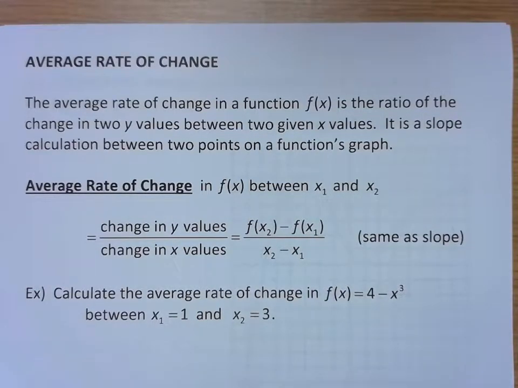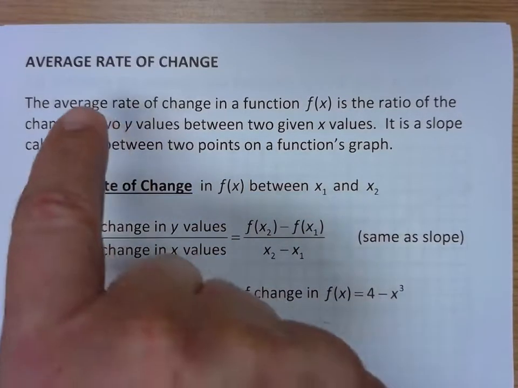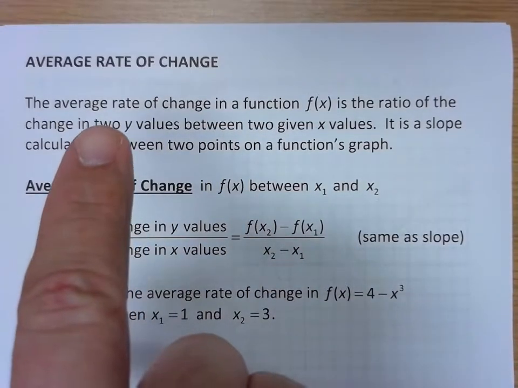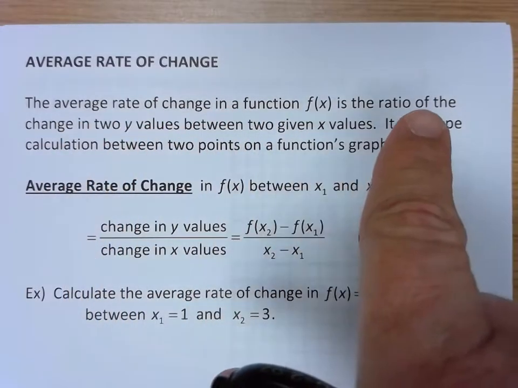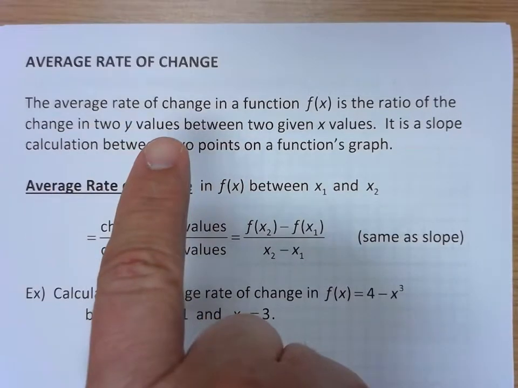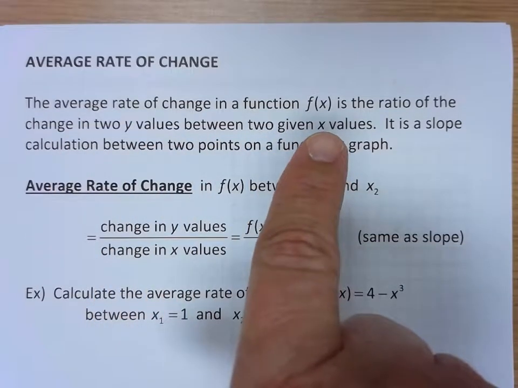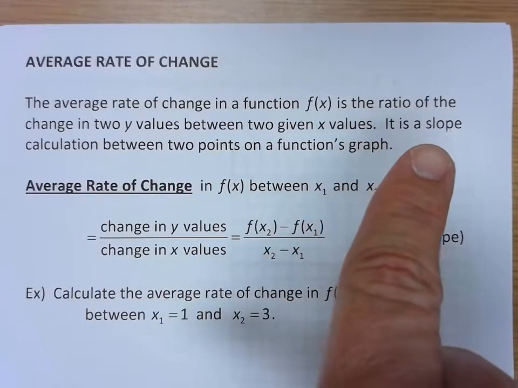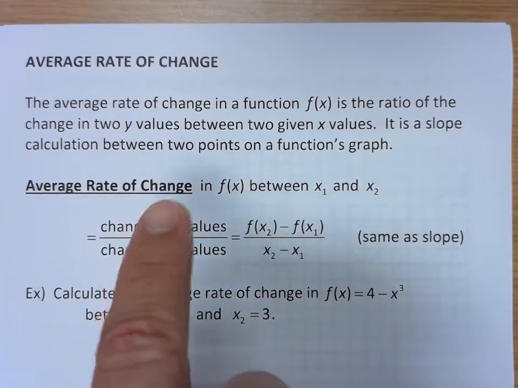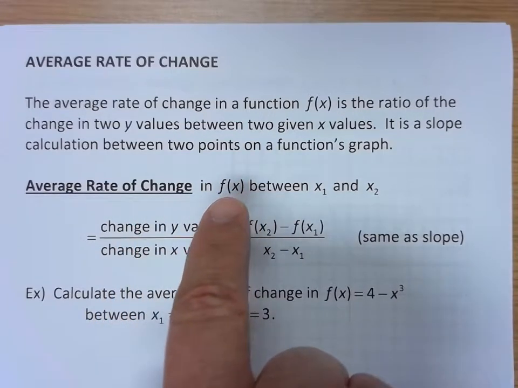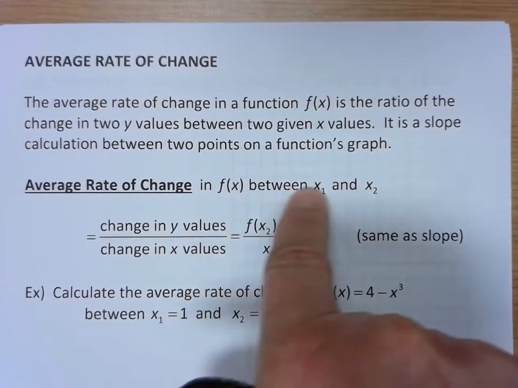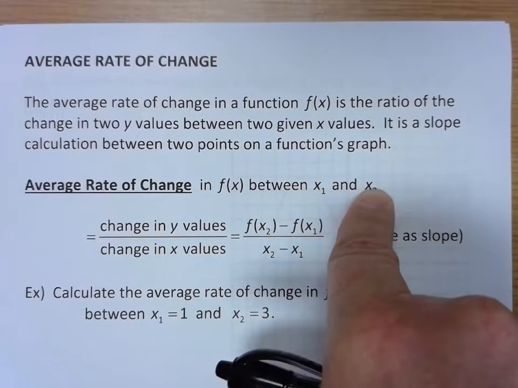Another phenomenon from calculus that gets introduced to you here in pre-calculus is the notion of calculating the average rate of change in a function. What the average rate of change actually measures is the ratio in the change in two y values between two given x values. It's essentially just a slope calculation between 2 points on a function's graph. So average rate of change in f of x, and remember that's going to be the function that you're analyzing, between two x values, x1 and x2.